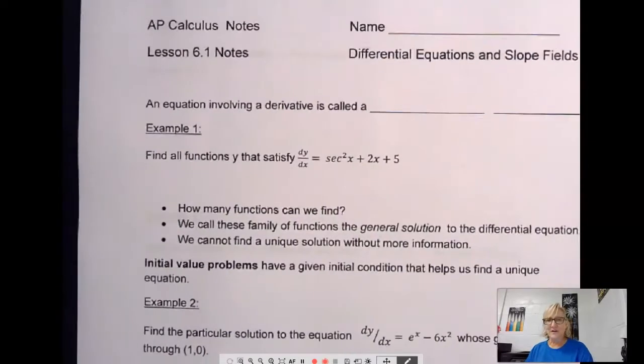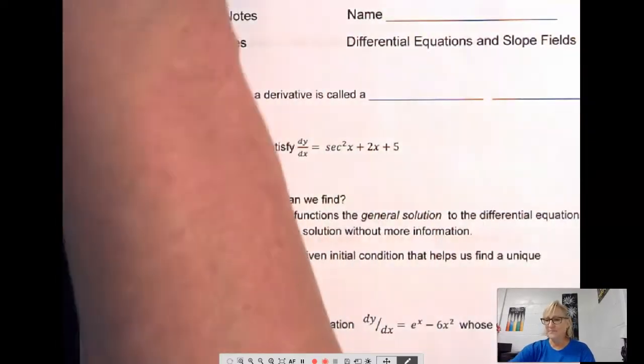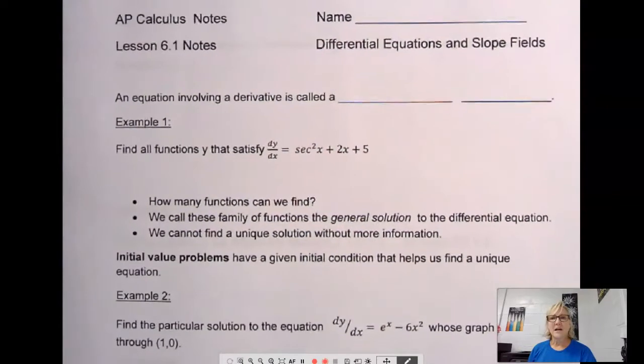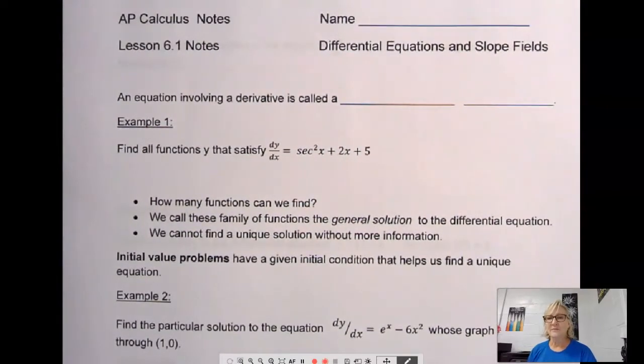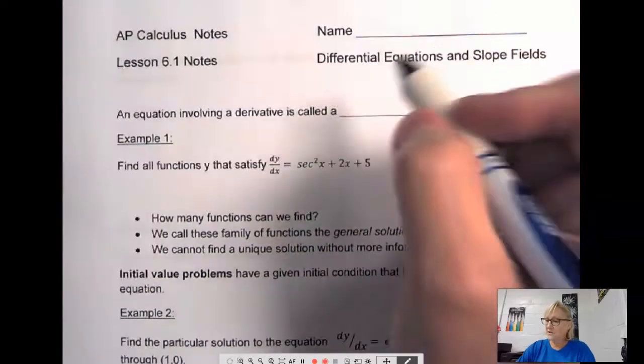Okay, we're covering lesson 6.1 today. It is about differential equations and slope fields. So any equation that involves a derivative is called a differential equation.